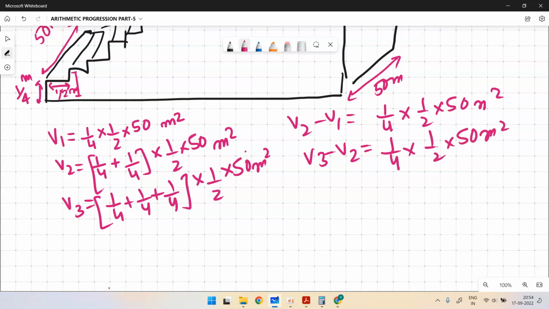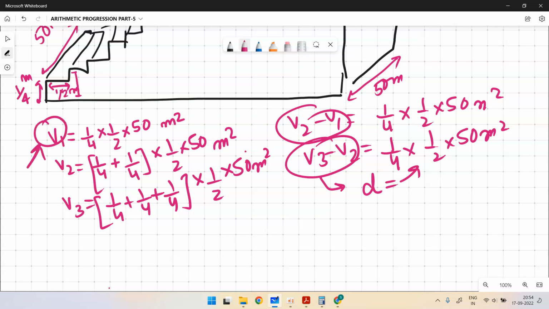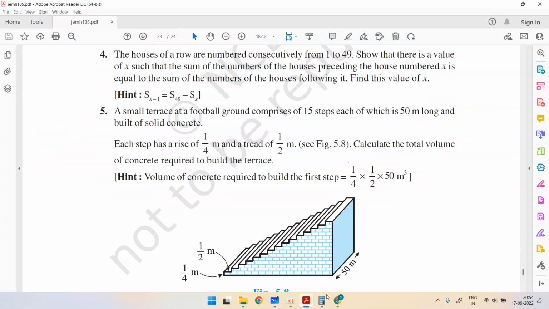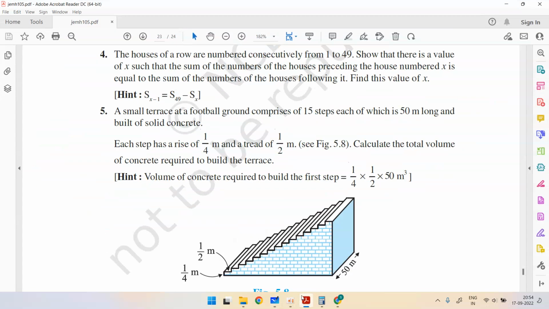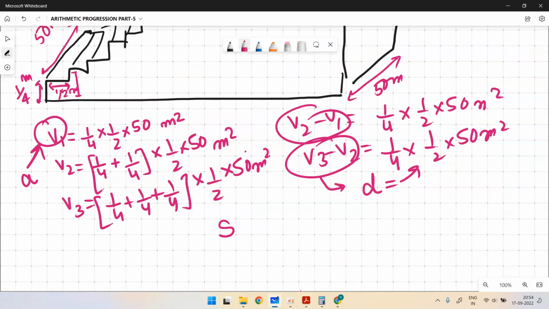And since this difference is common, or equal, this D value is the common difference. If you see the A, that is your first volume, A is 1/4, and A and D are equal. From this, A and D are equal, and you need to calculate the total volume of concrete required. So the total volume of concrete will be the sum of the individual volumes. It is given that there are 15 steps, so the n value is 15.